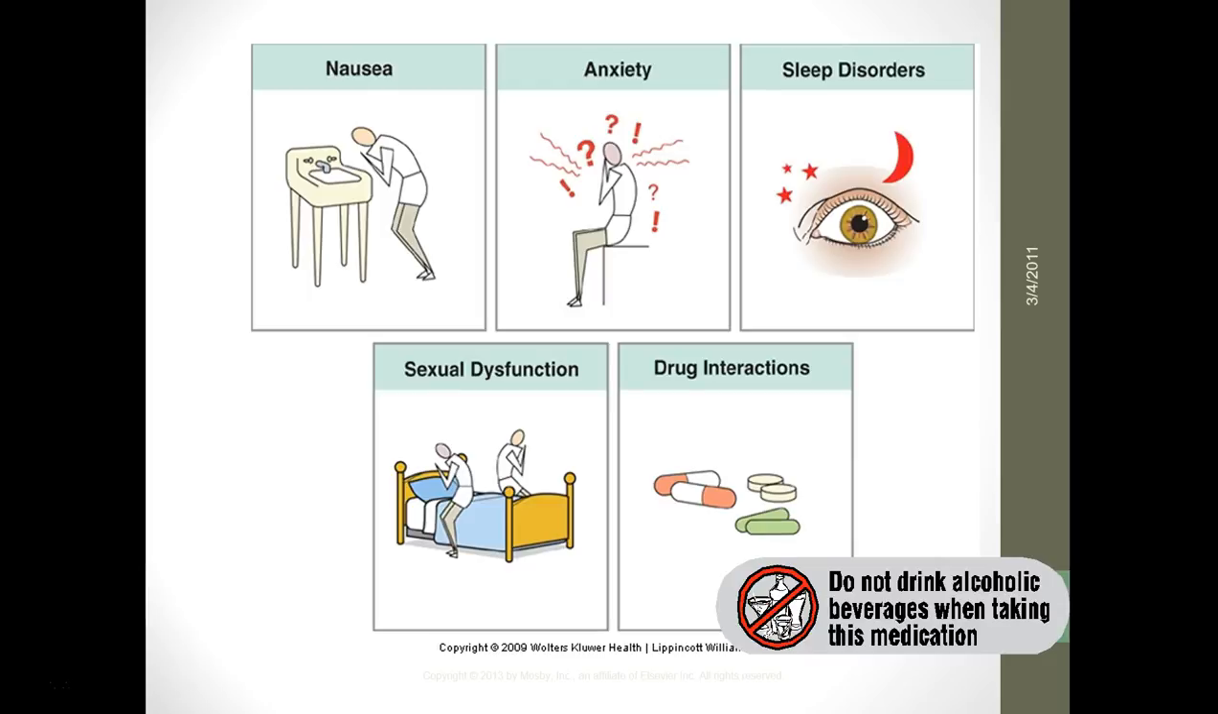Side effects of SSRIs include nausea, anxiety, sleep disorders, sexual dysfunction, and because of that cytochrome P450 enzymatic component, they do have many drug interactions. Other side effects include decreased appetite, nausea, diarrhea, serotonin syndrome, and suicidal ideation. Insomnia is a common side effect of the SSRIs, so most times these are prescribed to be taken earlier in the day, not at bedtime.